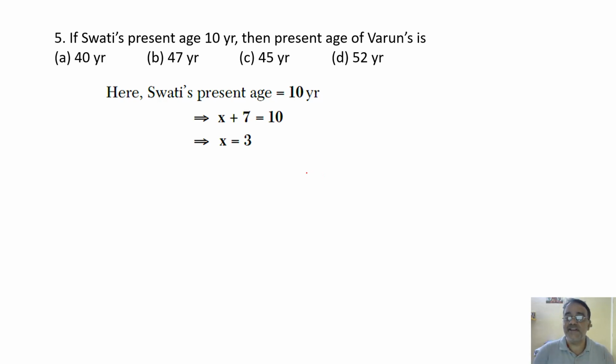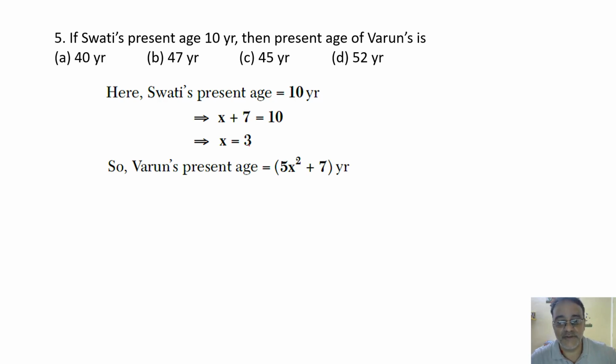And Varun's present age is 5x square plus 7. So now we will substitute this 3 here. So 5 into 3 square plus 7. That is 5 into 9 plus 7. 45 plus 7, 52. Yes. And the correct option is Option D. Right. Very good case study question.